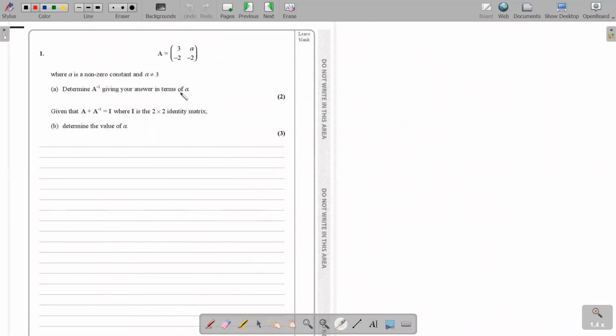So they say here the matrix A, it's a 2 by 2 matrix. They say here A is a non-zero constant and A is not equal to 3. Determine A inverse, giving your answer in terms of A.